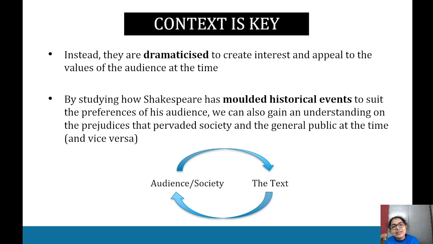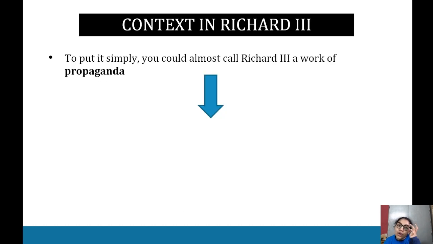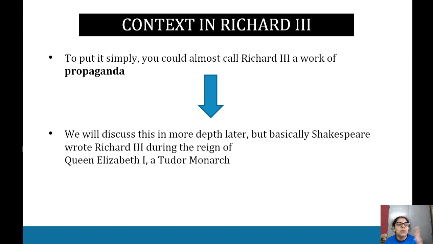So the audience impacts the text, but the text also impacts the audience. There's that relationship going on between the two. So Richard III, to put it simply, is a work of propaganda. It's a propagandist play. Now, what does that mean? How does that work out?